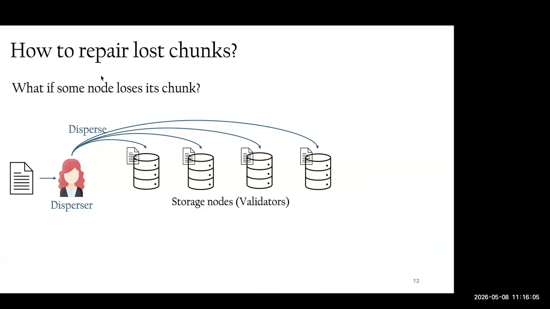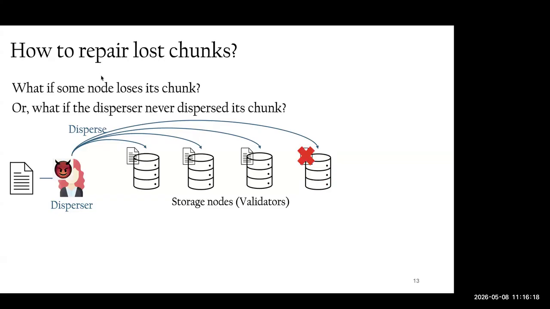Okay, but the key question that motivated our work is how do we repair lost chunks in this distributed system? So for example, let's say the last node just loses the chunk that it's supposed to store. Or what's worse is that the disperser in our system might be corrupt and maybe it never even gave the chunk of the data to the last node.